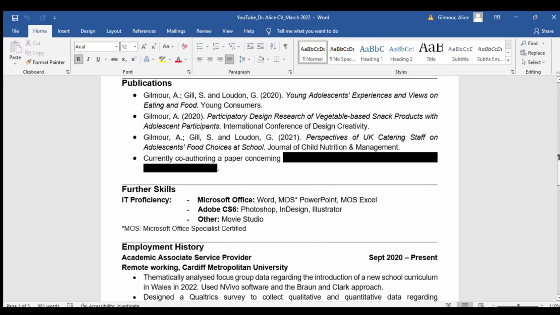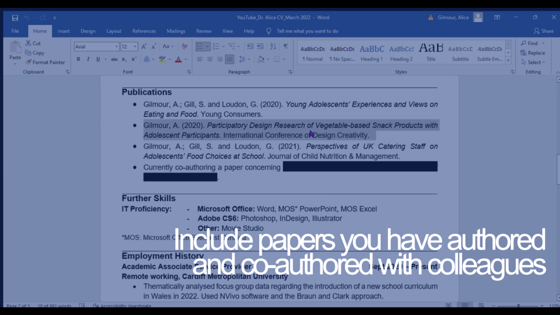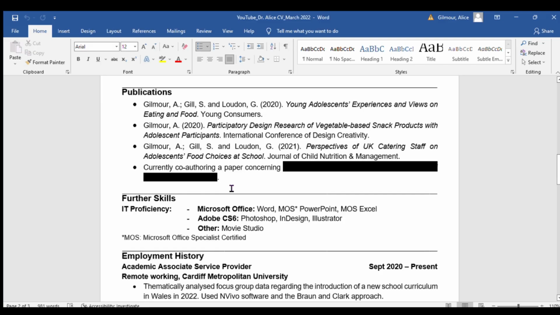And then on the second page I've got my publications. So at the moment I have 3 papers that have been published. This middle one is actually an academic conference paper, but these other 2 are in proper journals. And then I'm currently co-authoring a paper. I've blanked this out.